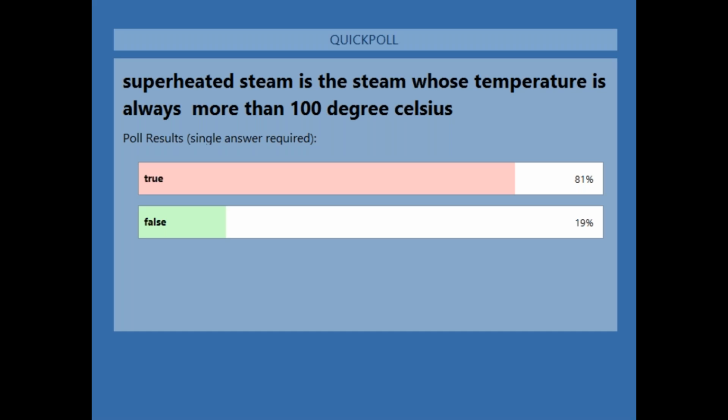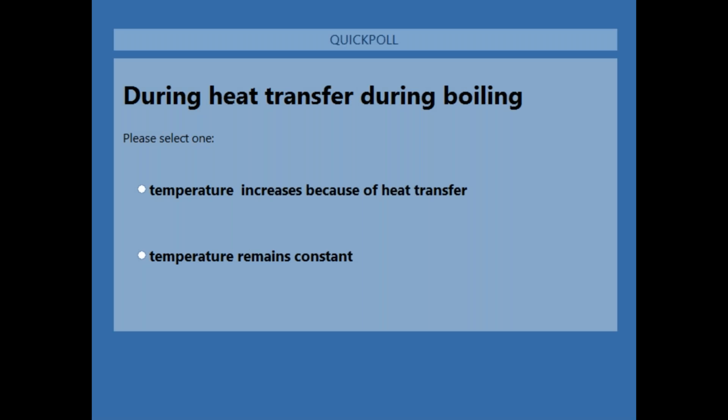Just answer a few more questions which I have on the poll. I'm hiding this poll question and taking the next question. Now the poll question is in front of you. During heat transfer, during boiling, the temperature increases or the temperature remains constant. These are the two options.